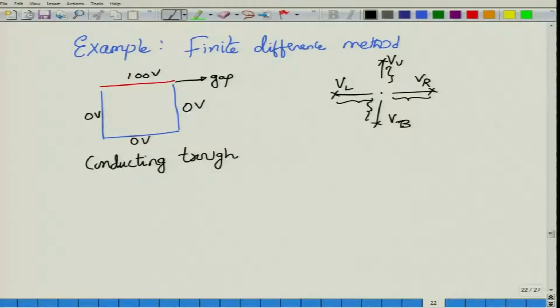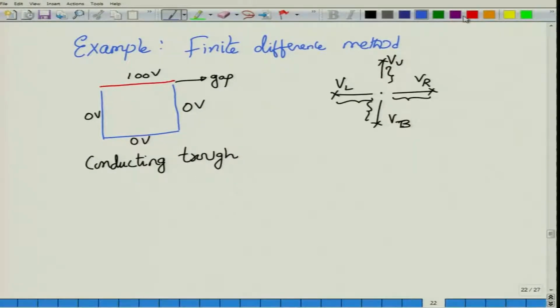Once we find the equipotential lines, then either by a graphical method or by a computer method you can easily find the electric field, because the electric field will be perpendicular to the equipotential lines. So let us dig into this problem. So you have 0 volt, 0 volt and 0 volt.